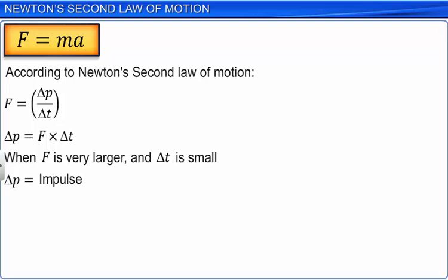If a very large force is applied for a very short duration of time, it results in a large change in momentum of the body. This large amount of force acting on an object for a very short duration of time is called an impulsive force or impulse. Measuring this force and time is difficult. However, the change in momentum can be measured, which is equal to the product of force and time.